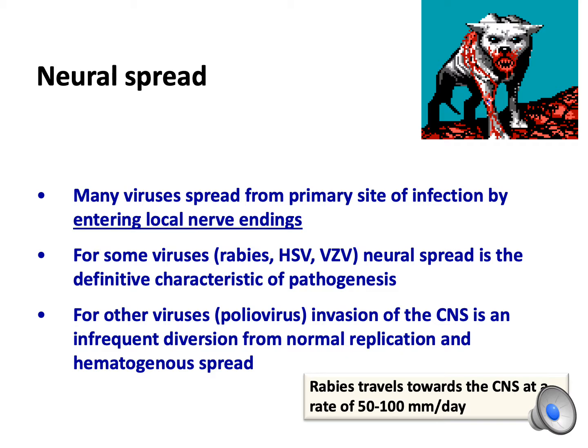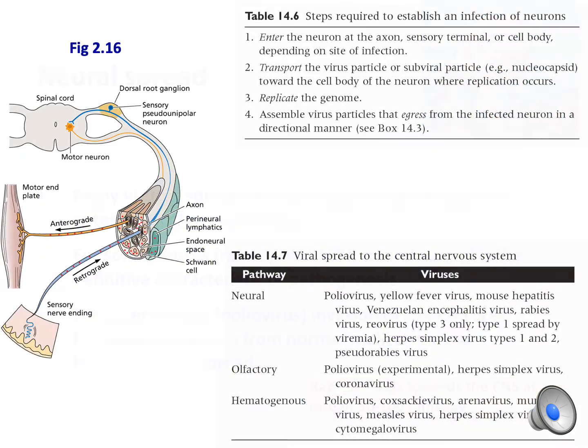And as I said in class today, rabies virus travels from the periphery towards the central nervous system at a rate of 50 to 100 millimeters a day. So, sort of reasonably slow. So better to be bit on the toes than to be bit on the nose. For those viruses that spread through the body through nerves, this is a good set of tables and an image that describes what that might look like.